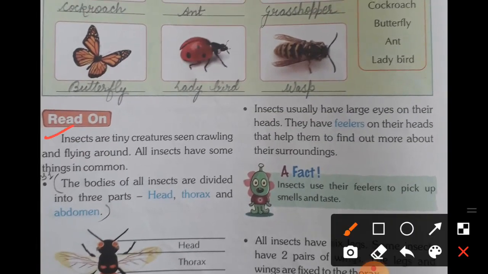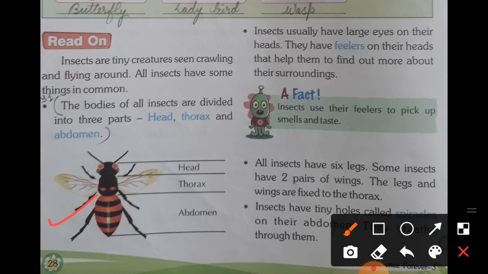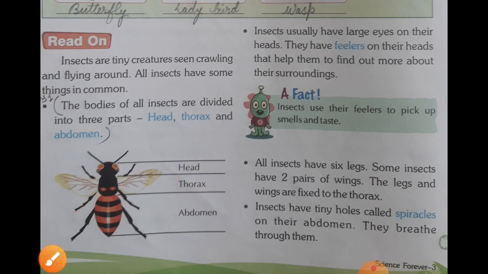Insects are tiny creatures seen crawling and flying around. All the insects have something in common. Insects are very small creatures that fly and crawl. Insects have some common features. The body of all insects is divided into 3 parts. You can see here is a diagram of an insect. So you can see head, thorax and abdomen. These are the 3 parts into which an insect is divided.